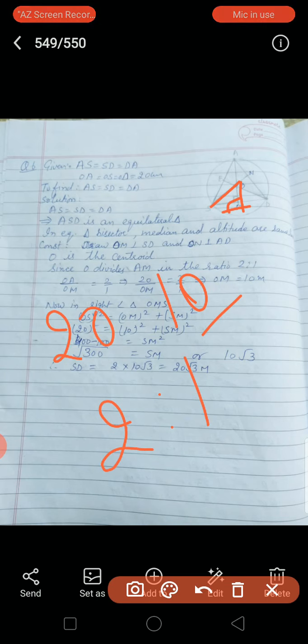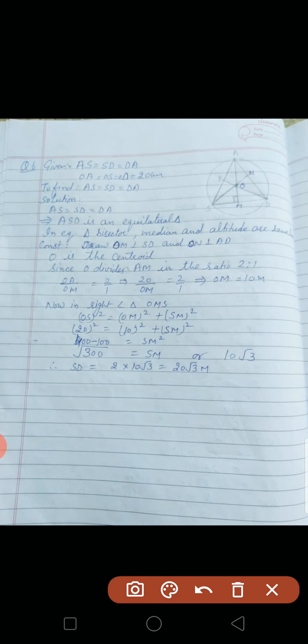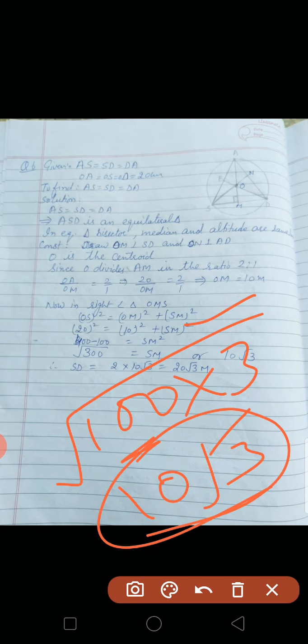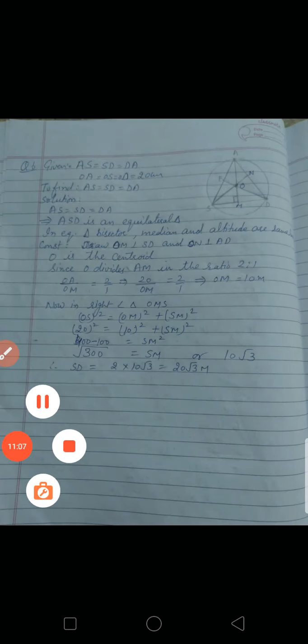You can find this by the Pythagoras theorem. It is quite easy. Use the Pythagoras theorem and you get 400 minus 100, that is 300, and 300 can be written as 100 into 3. Taking the square root, you know the square root of 100 is 10, so it is 10 root 3, right? This is the solution. Many methods are there to solve question number 6, but by this method you can get the easiest solution.